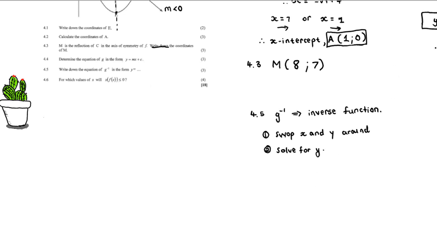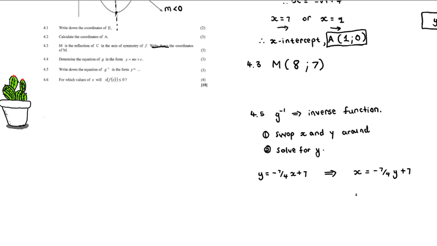So basically you're going to take your initial equation, y is equals to minus 7 over 4 x plus 7. To get the inverse, you swap x and y around. So you're going to have x is equals to minus 7 over 4 y plus 7. Now we solve for y in this new equation.